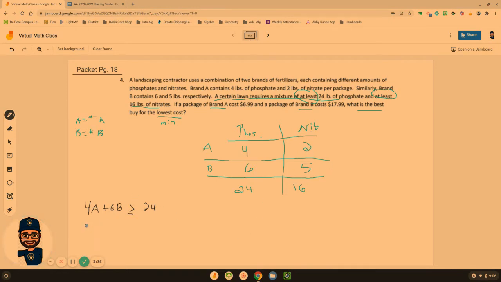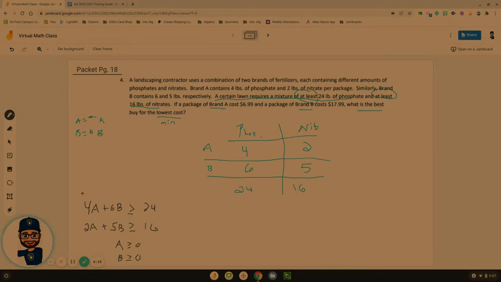Let's look at the nitrates. 2A plus 5B has to be at least 16. So it could equal 16, or it has to be more. The amount we use would have to be greater than or equal to that 16. The amount of A we buy, again, we can't buy negative, so it's got to be greater than or equal to 0. Same thing for fertilizer bag brand B. It has to be greater than or equal to 0. Okay, so we've translated that into the system of inequalities, and now we've got to try and graph it.